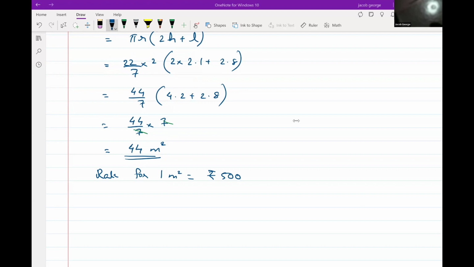How will you find the rate of 44 meter square? How can we find it? 500 into 44. Yes. So rate for 44 meter square. So please write.